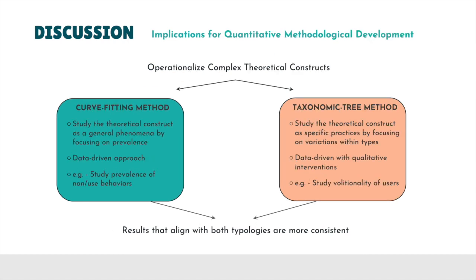In summary, the curve-fitting and taxonomic tree methods presented here offer different ways to operationalize complex theoretical constructs in a data-driven manner. Each of these methods on their own have potential to generate typologies for theoretically tricky or immature constructs, but results which align with both are likely to be more consistent with reality than those that align with only one.